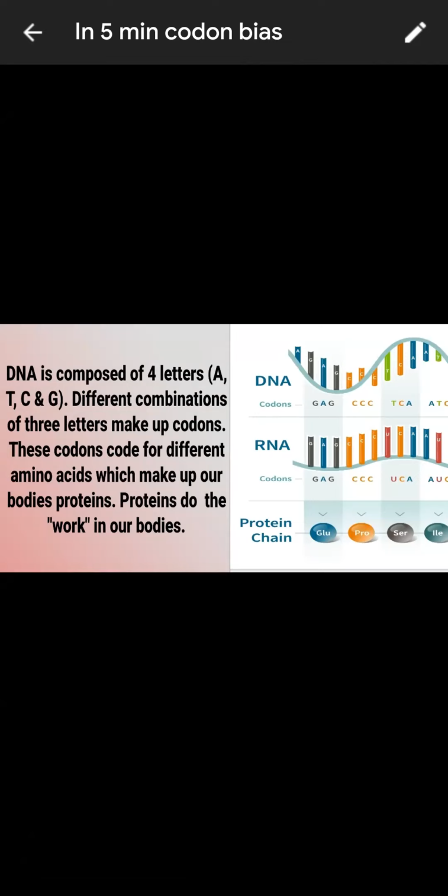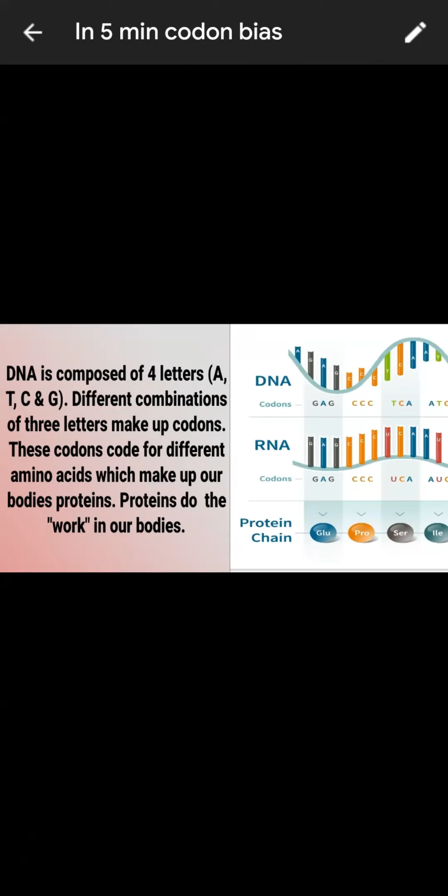Thank you for joining me for an episode in 5 minutes as we discuss how codon bias defeats evolution. In this first slide, you note that DNA is composed of 4 letters, A, T, C, and G, and different combinations of 3 letters make up codons. These codons code for different amino acids, which make up our body's proteins.